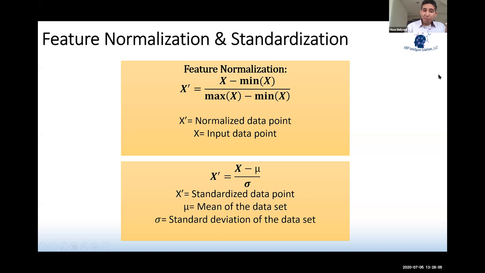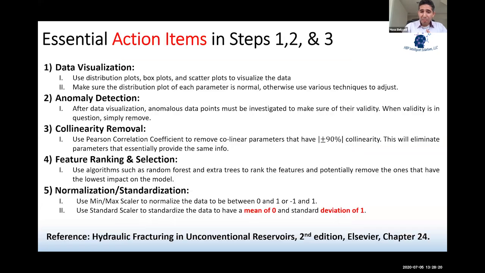The next one is called feature standardization. And what feature standardization is, is just taking each instance minus the mean or the average, divided by the standard deviation. And what feature standardization does is make sure that you'll have a mean of 0 and a standard deviation of 1 for each column, okay?